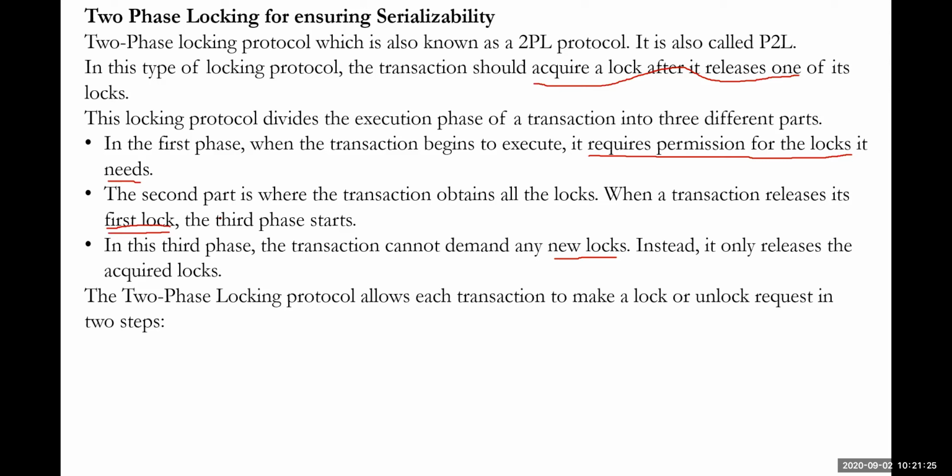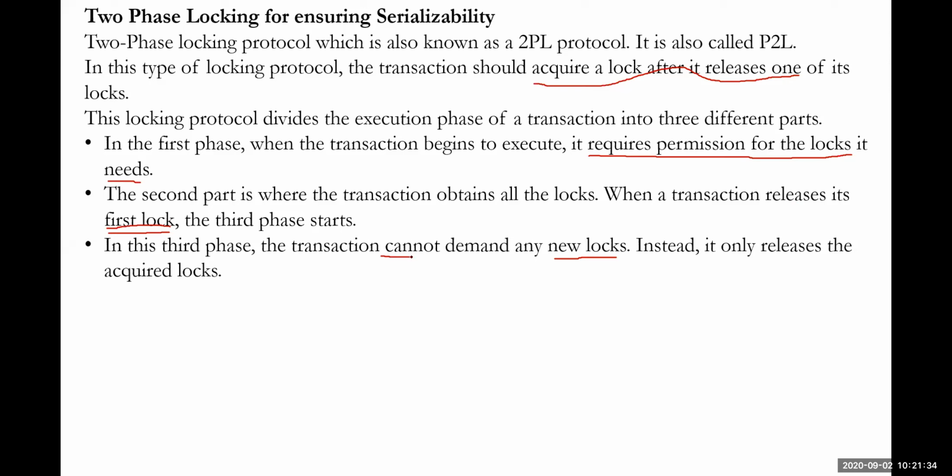The first unlock will be taken by you. Once a transaction releases its first lock, you cannot demand any other new locks. That's what I have explained to you. It can only release the acquired locks. The locks you previously acquired will be released only after the first unlock happens. So consecutive statements must be only unlocks, and not any other statements. These are the three different types of operations which could be done when the two-phase locking protocol is followed.